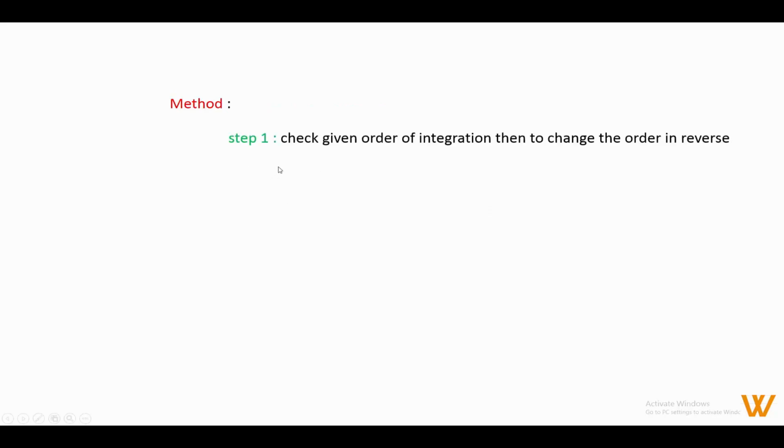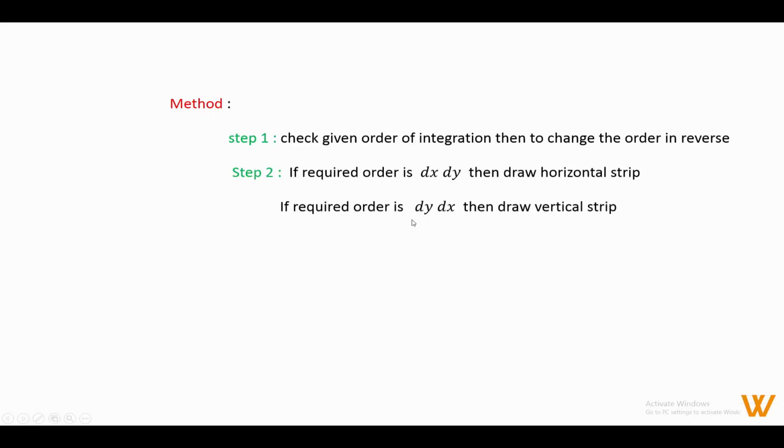Step number 1: check the given order of integration, then change the order to the reverse. If the required order is dx dy, then draw a horizontal strip. If the required order is dy dx, then draw a vertical strip. Third, by using the given bounded region, find the limits of the new order.